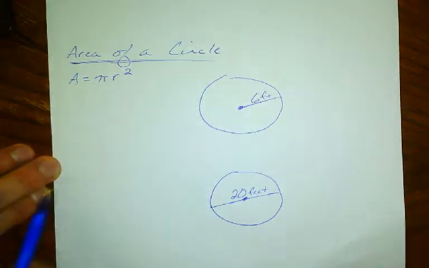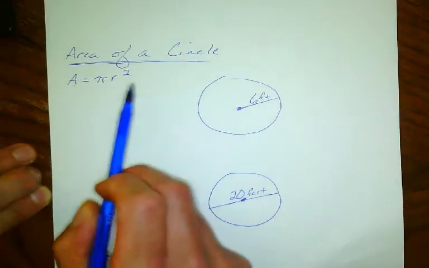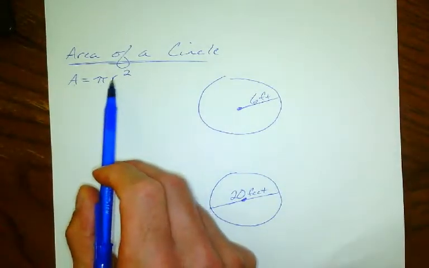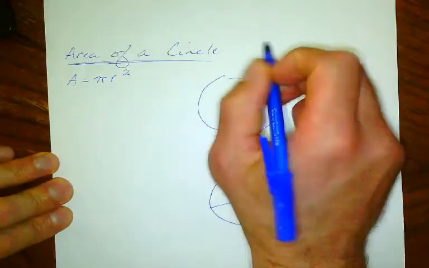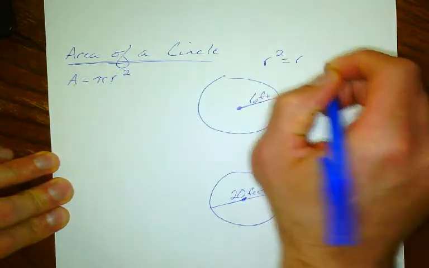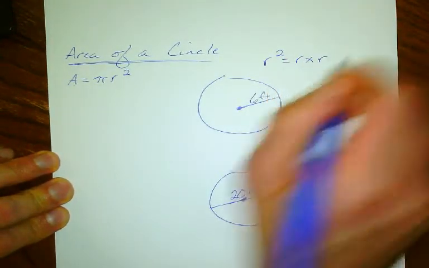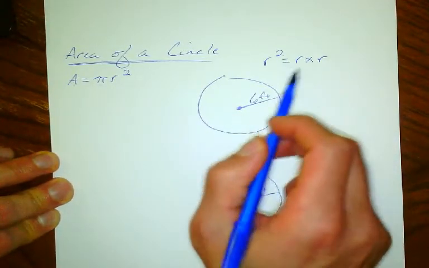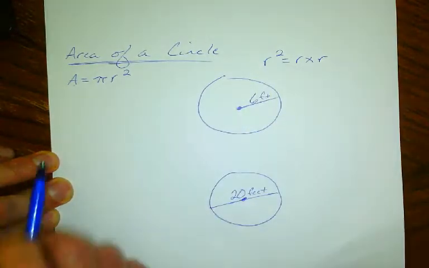It's irrational. Now r squared, we haven't done a great deal of exponents this year. What r squared means is you take the radius and you multiply it by itself 2 times. It's really r times r. Now we collect those factors with an exponent of 2.